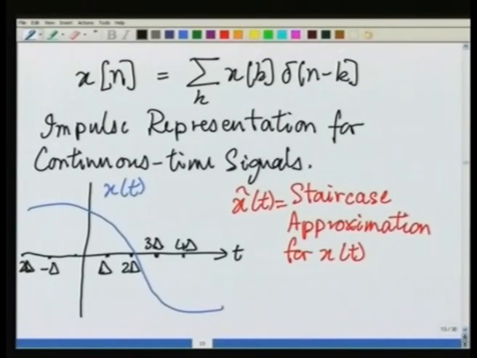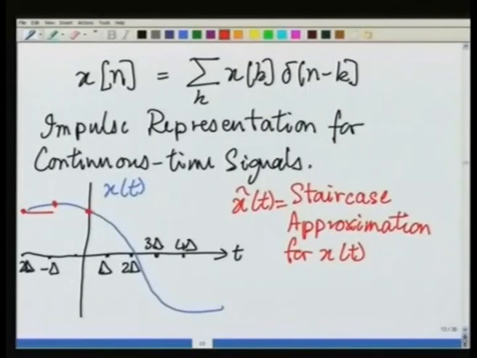Now, let us start. What does this x hat t do? At minus 2 delta, x hat t will try to match x t exactly. So, at t equal to minus 2 delta, this will be a point on x hat t. What is its value at minus delta? Its value at minus delta again has to be equal to x t. In between these 2 points, x hat t should remain constant at the value it found at t equal to minus 2 delta. So, it stays constant in between these 2 points.